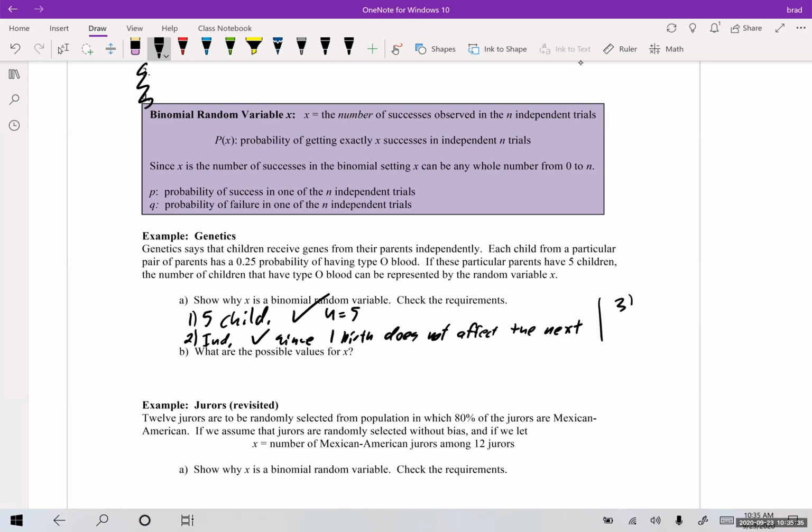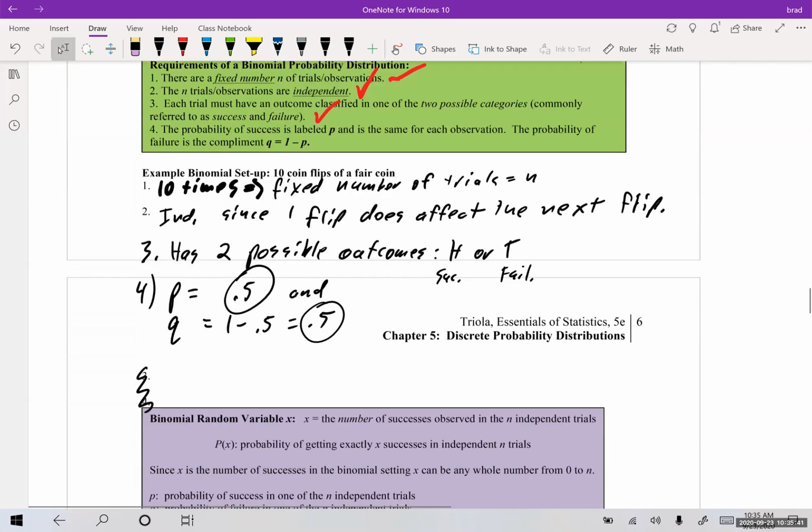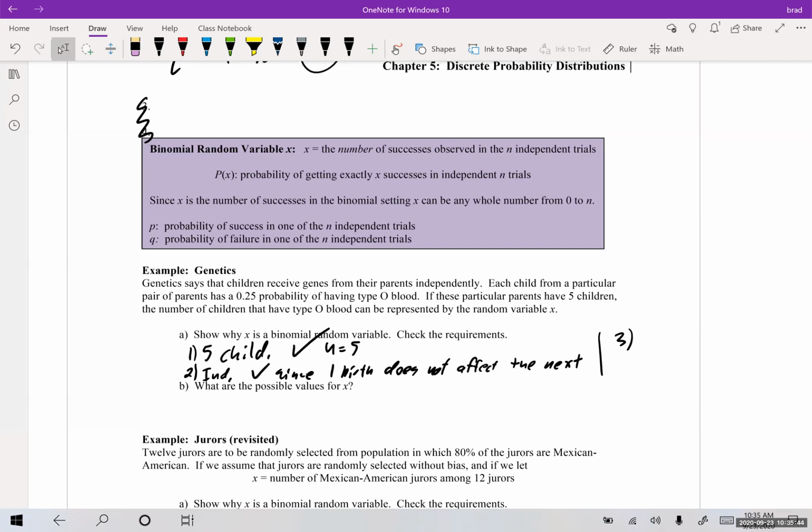Okay, now step 3. Step 3 is, let's go back up here. Each trial must have an outcome classified in one of the 2 possible categories, success and failure. So we're going to call type O blood success. Probability P equals 0.25, and Q would be 1 minus 0.25, which would equal 0.75, right? So success and failure.